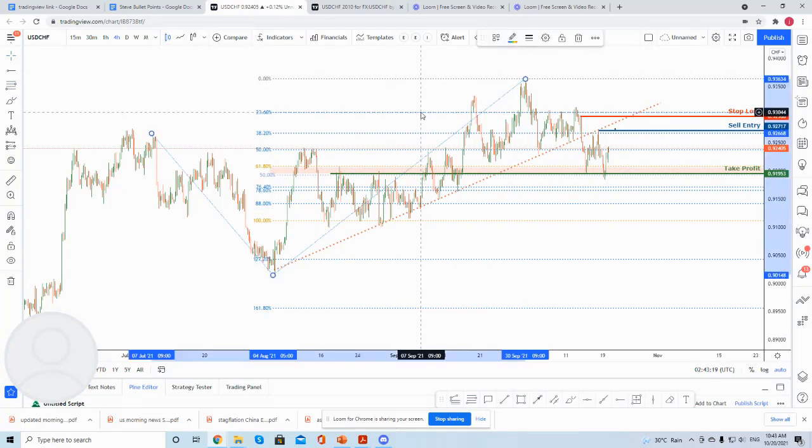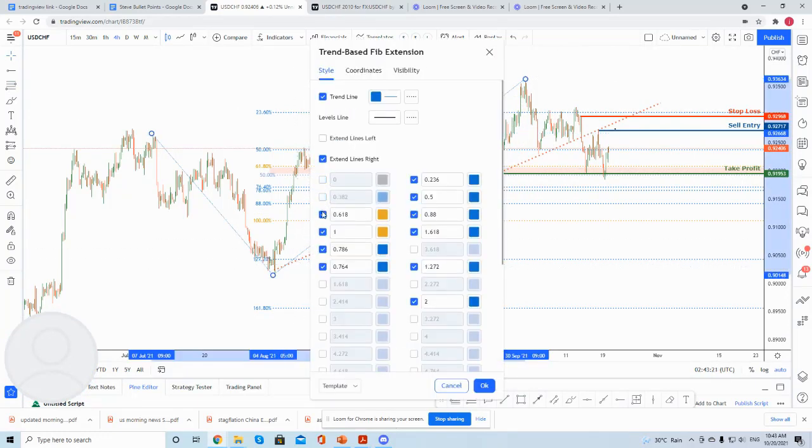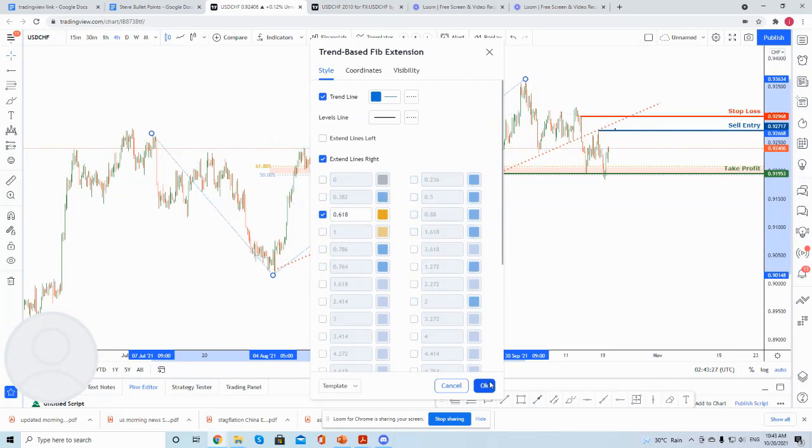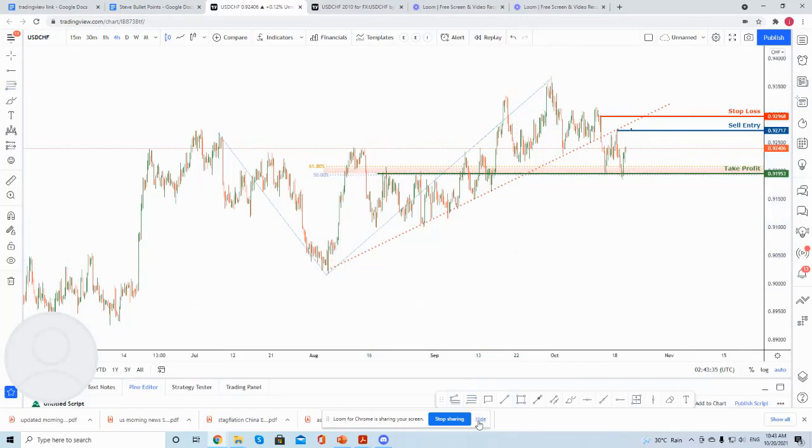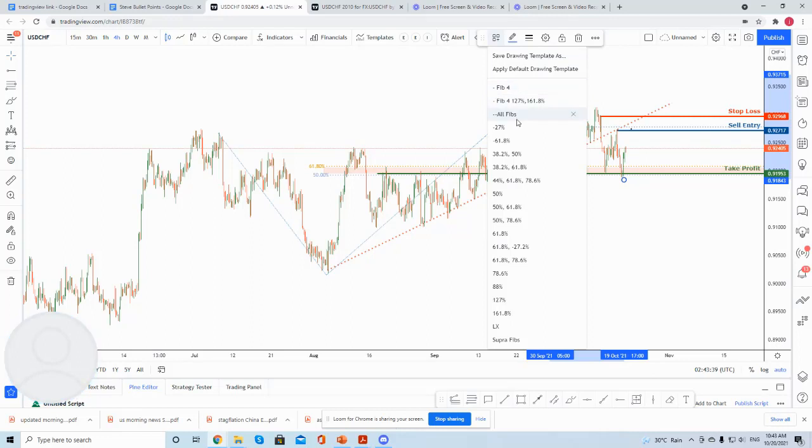So I remove everything else first, right, to make it cleaner as per normal. Okay, then I'll use a retracement, right, from the top to the bottom. Sorry, it should be here, from the top to the bottom, right? So then you do it.